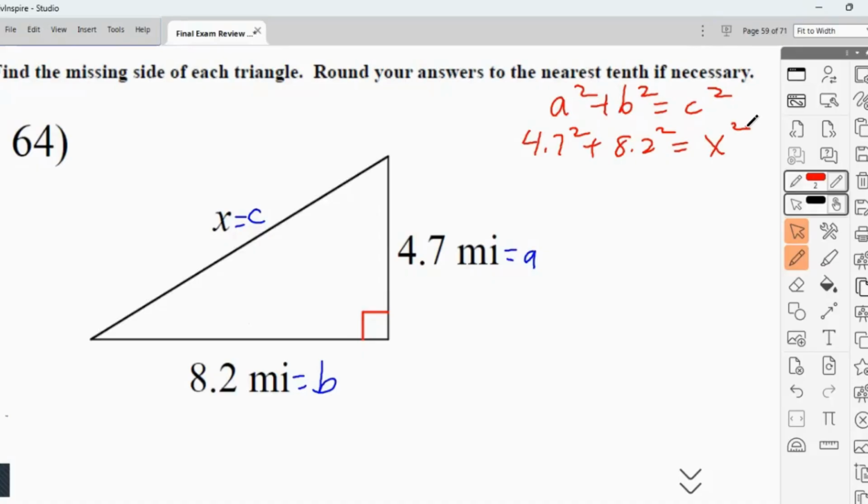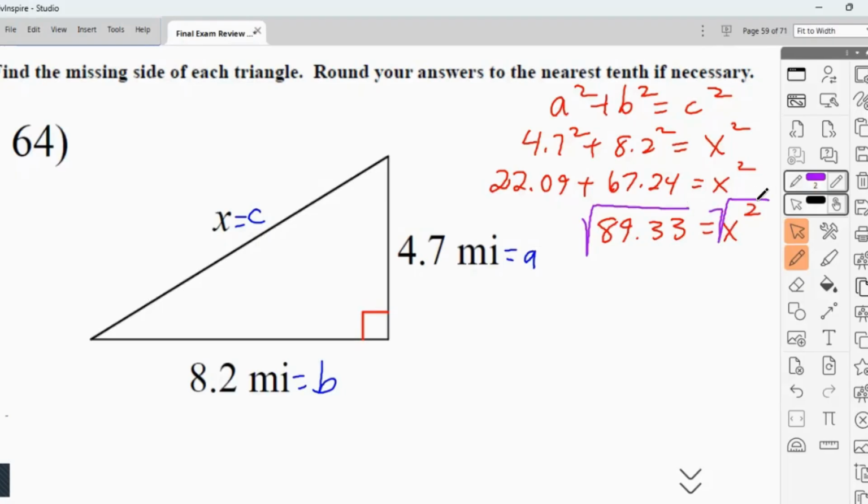Now, put this together, 22.09. And what's this, 67.24. Add those together, we get 89.33. This will be equal to X squared. Let's try to take the square root of both sides here. Here and here. Okay. So that'll be 9.5 miles is equal to X. Got it?